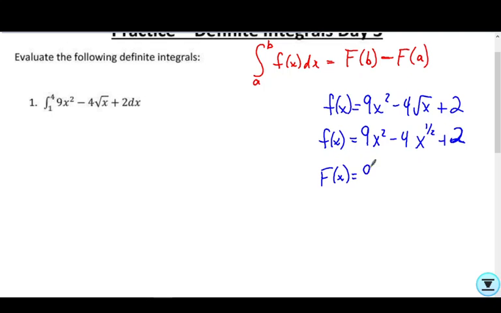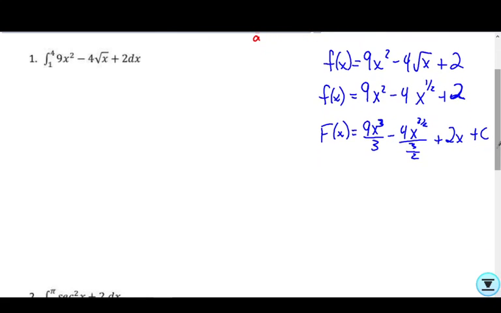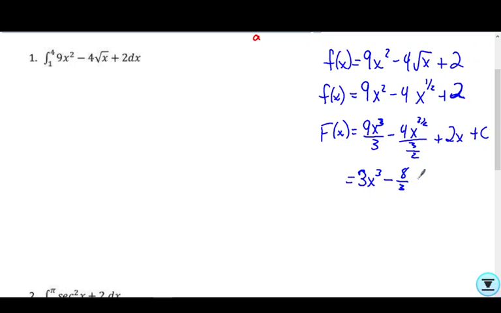So you're going to get 9x squared, cubed over 3, minus 4x to the 3 halves over 3 halves, plus 2x plus c. Okay, that's the antiderivative. So now I'm going to simplify. So we get 3x cubed minus 8 over 3 x to the 3 halves plus 2x plus c. Okay, so that's my antiderivative.